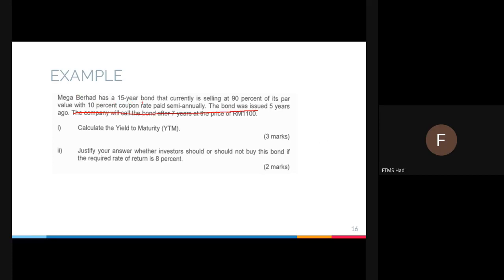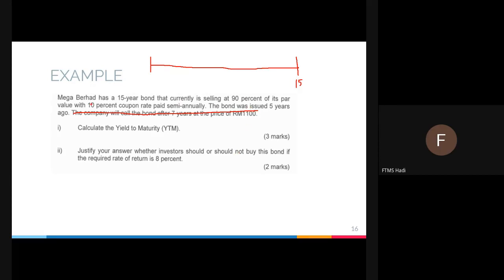Mega Berhad has a 15-year bond currently selling at 90% of its par value with a 10% coupon paid semi-annually. The bond was issued 5 years ago. When you say 5 years ago, it means that the lifetime of the bond is 15 years.